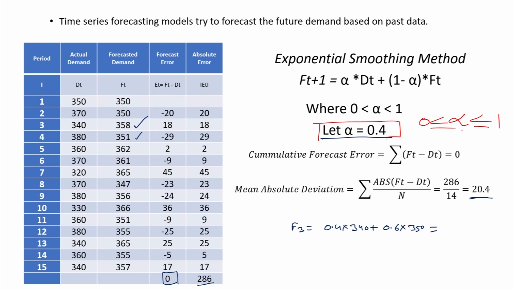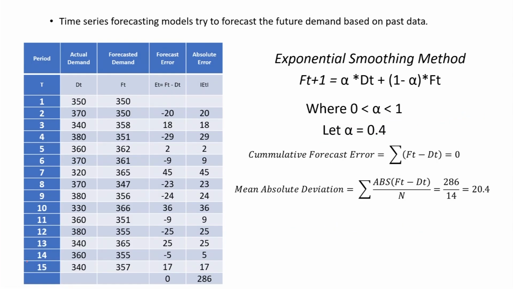Let me first make this plate clean. Let us take, if I take alpha equal to 1, what will happen to this formula? F t plus 1 is equal to d t. So, this will become your first formula, first technique.